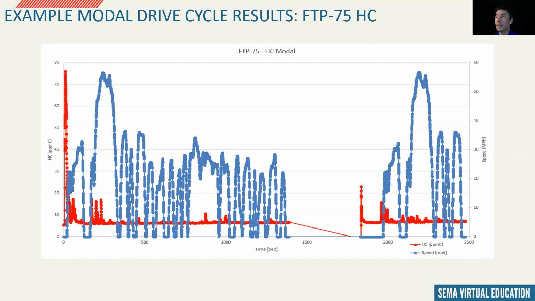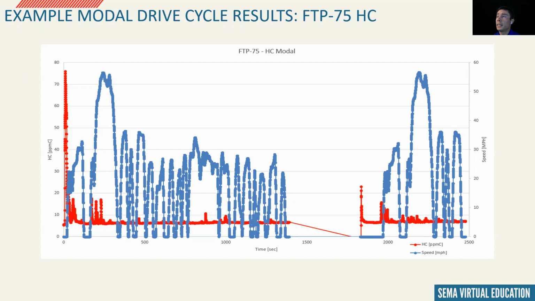NMHC, non-methane hydrocarbons, are hydrocarbons without methane. NMOG, non-methane organic gas, is NMHC adjusted to add oxygenated compounds. For example, this is sometimes a 10% multiplier on top of the NMHC value. So using the HC modal is correct.